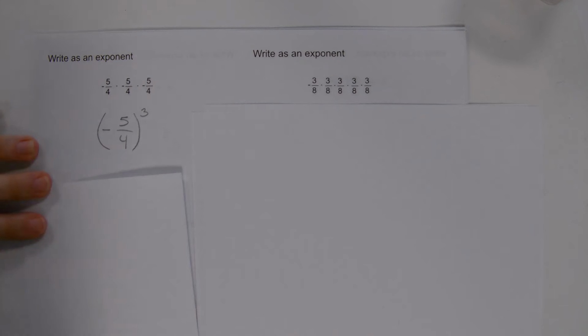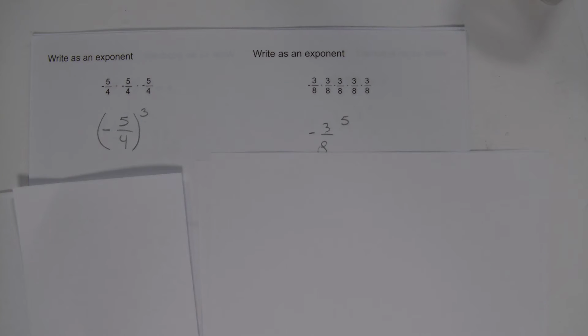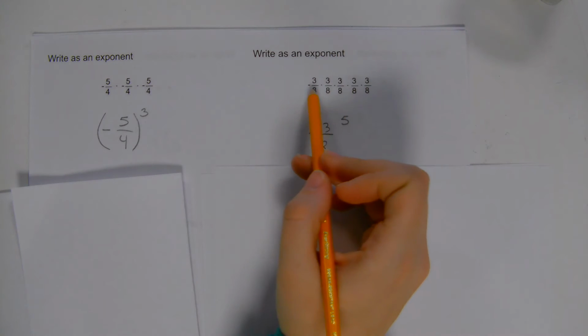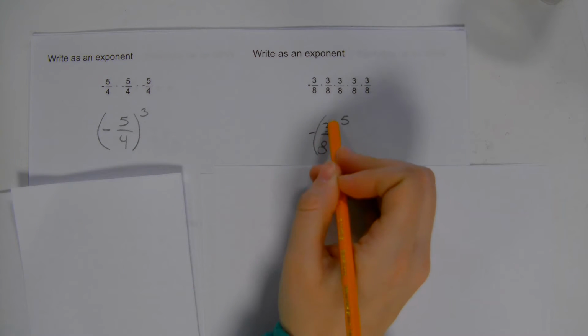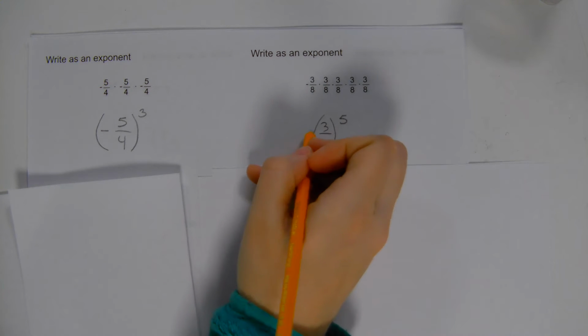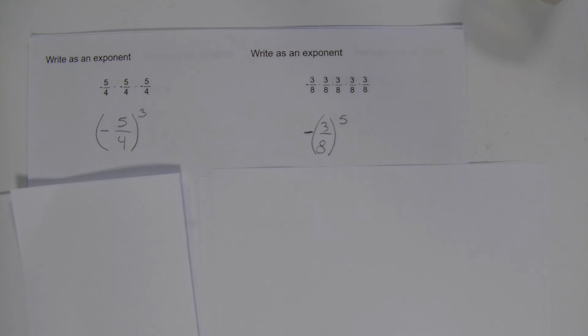Our next one, we've got negative 3/8 times 3/8 times 3/8 times 3/8 times 3/8. So think about what's repeating and how many you have. All right, let's look at the answer for this one. So we get negative 3/8 to the fifth power, but again, we have 5 threes and 5 eighths, so we need parentheses around our 3/8. This negative does not repeat, so it's just going to hang outside.